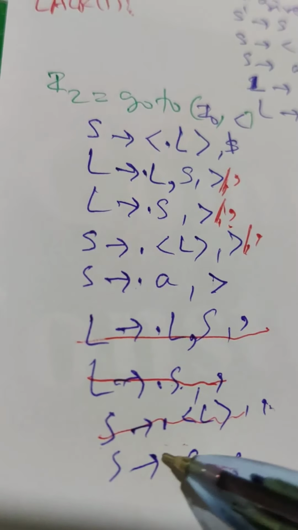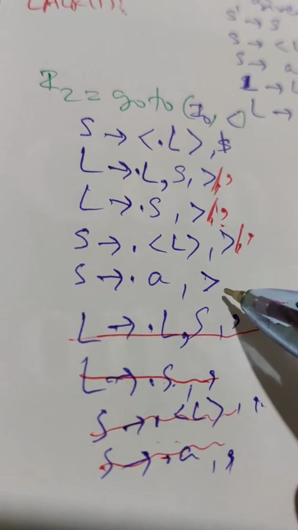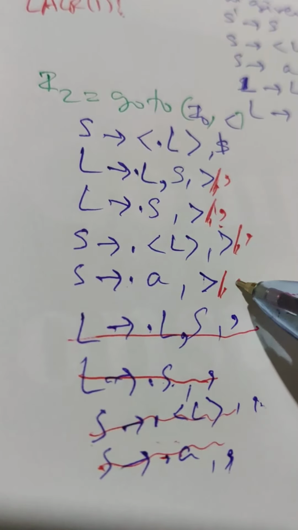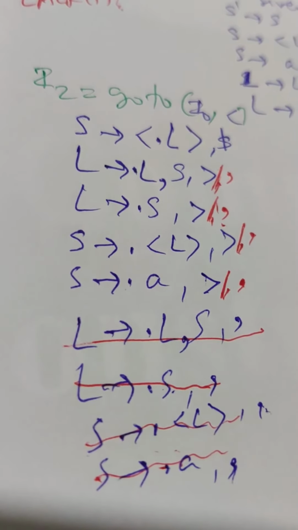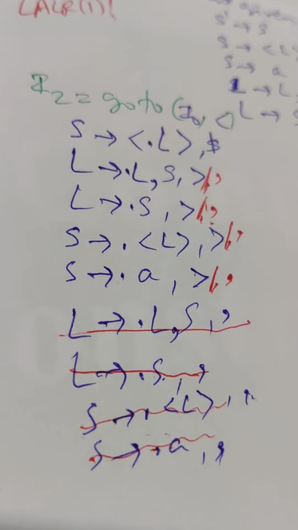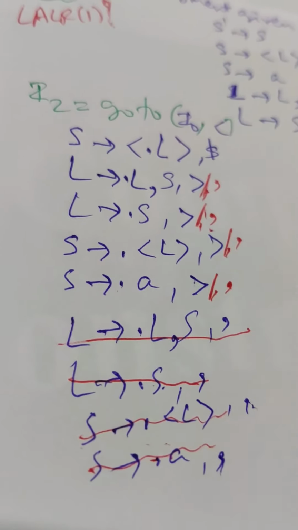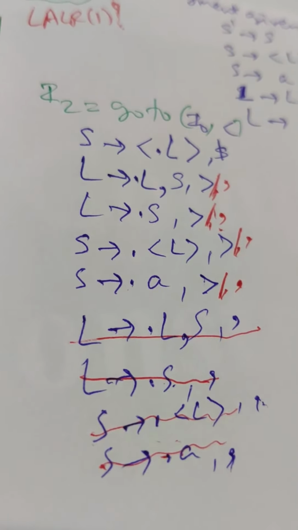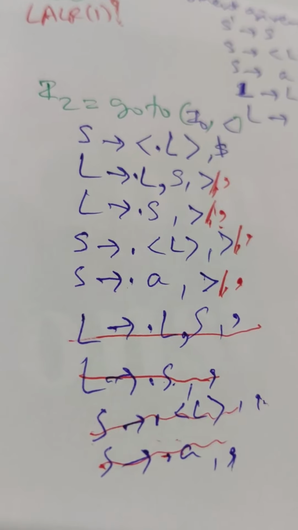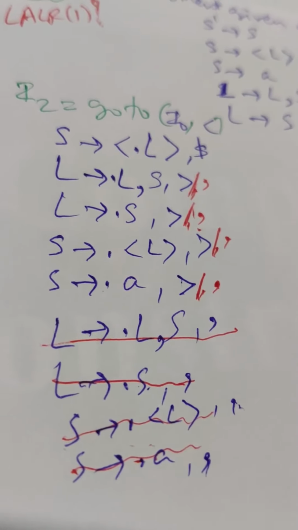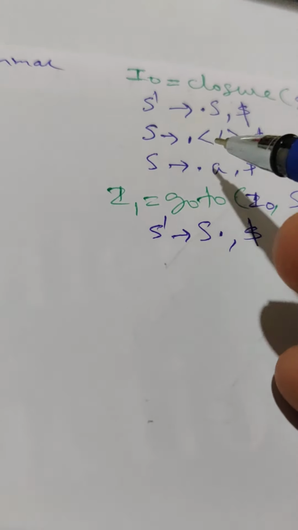And here also we will cancel this and write the lookahead as a comma. So here we get lookahead is comma here. Okay. All right. So this is how we get the lookaheads for these items. Now let's see the next one. So I2 comma less than sign is over. I0 comma less than sign is over.